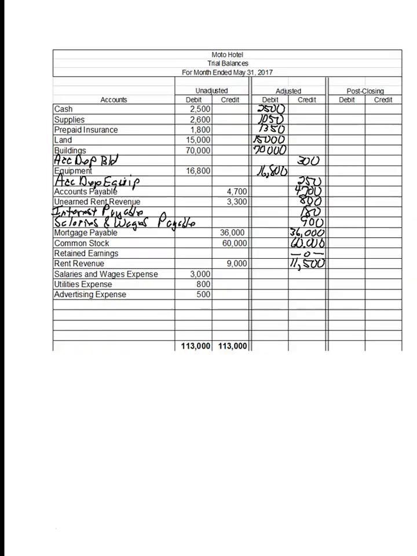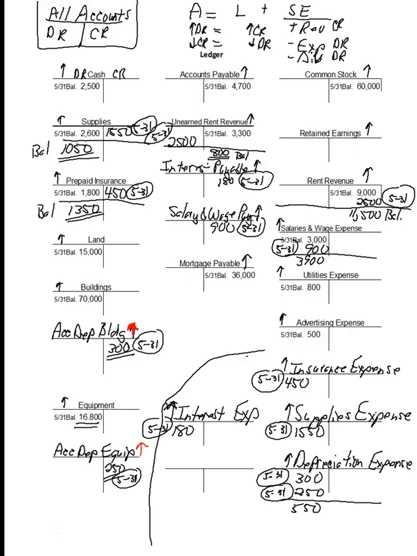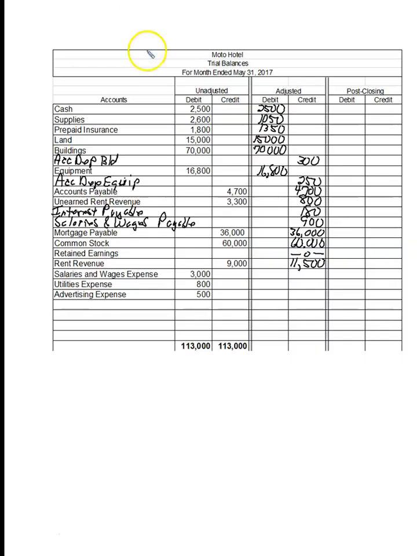Oh, I went the wrong way. Sorry about that. Okay, and I'm going to enter in 39.85, all of these. Let me go enter those in. Salary and wage expense, these are debits, now is 3,900. Utilities expense stayed at 800. Advertising expense stayed at 500. Let's go ahead and put interest expense.